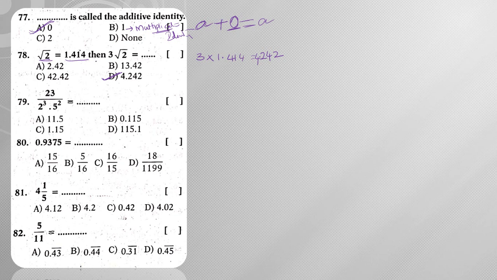Next, 23 by 2 cube into 5 square. Now this I can write as 23 by 2 cube into, here I am having 5 square. So to make it 5 cube, I need to multiply with 5 and divide with 5. Then 23 5s. So 5 3s are 15. 1 is carried. 5 2s 10 plus 1 11 by, this is nothing but 10 cube. So then I can write as 0.115 because 10 cube means after decimal point we should have 3 decimal places. So already we are having 3 digits in the numerator, so directly we can write it as 0.115.